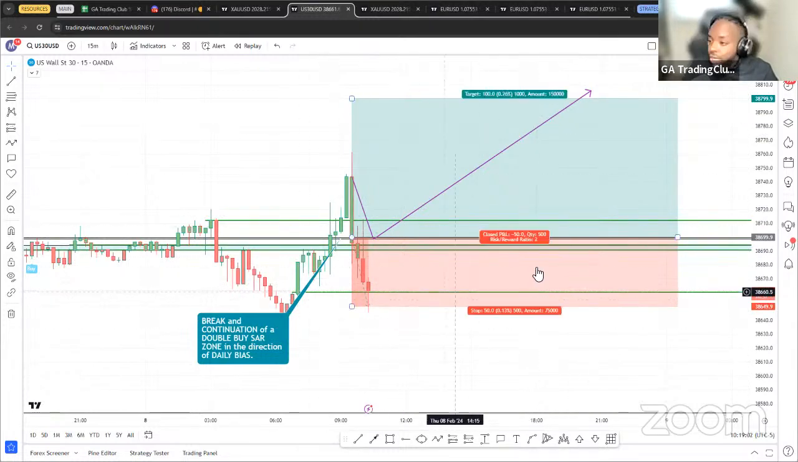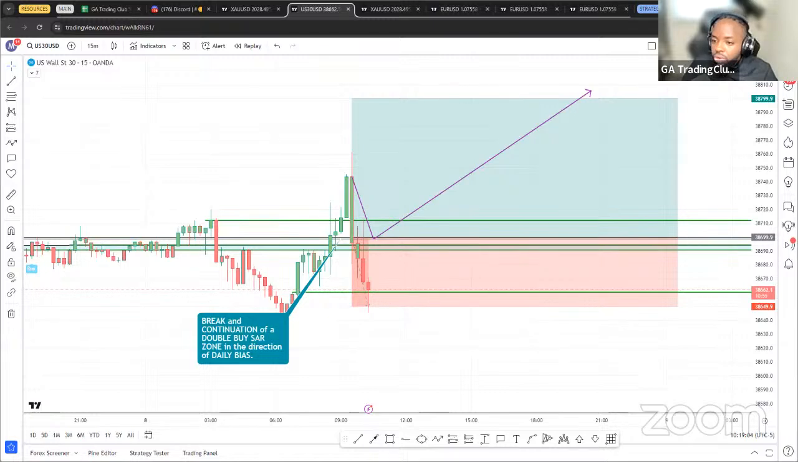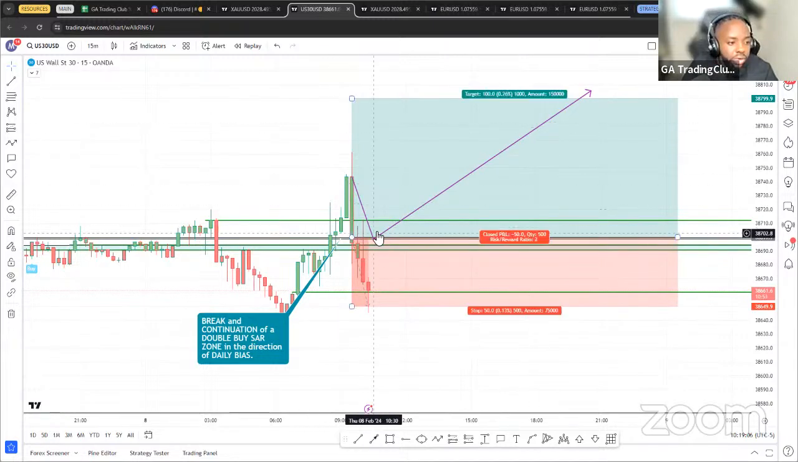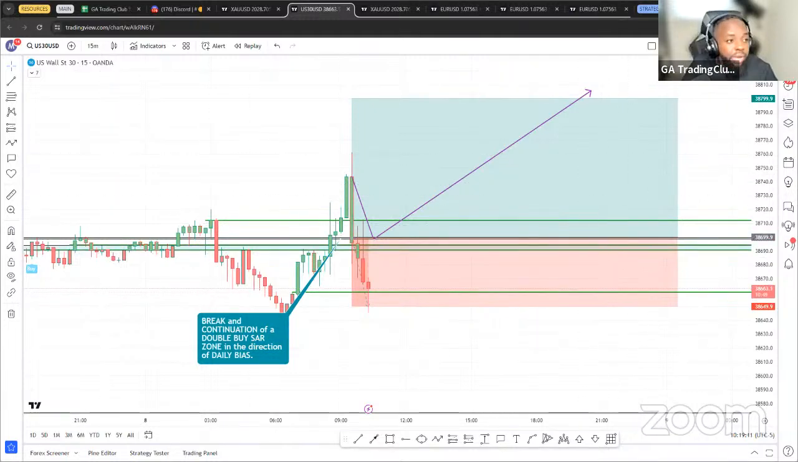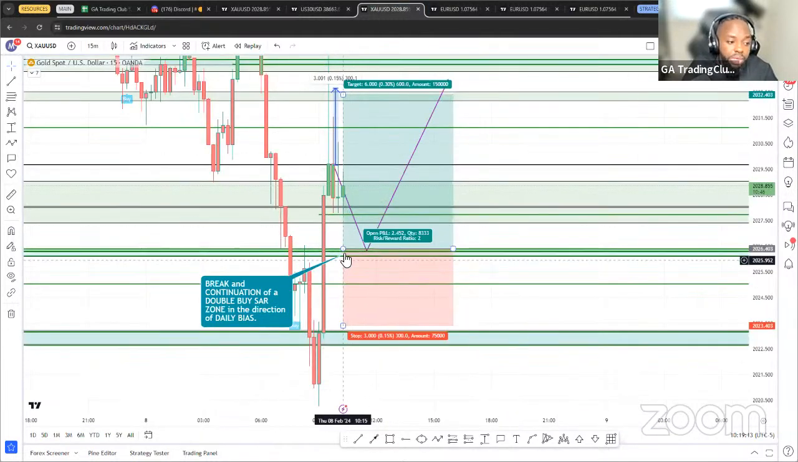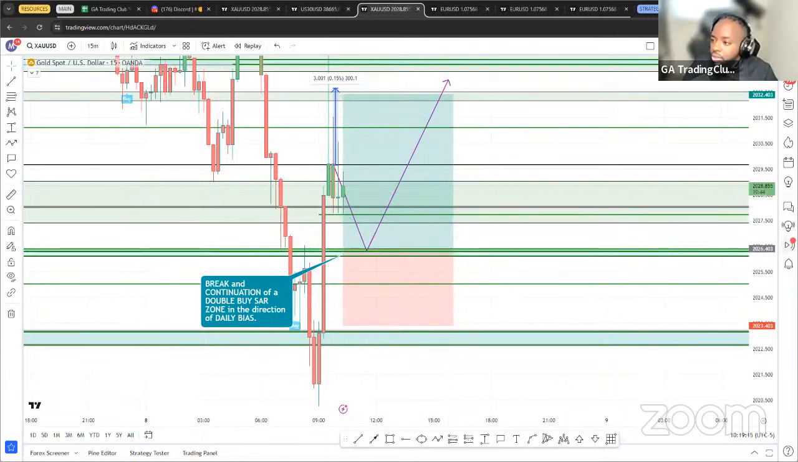If US 30 doesn't come back down from this zone, you can expect US 30 to retrace back up and push up, but we'll see how that goes. If I do get this gold trade, I will be taking it if gold comes to around 2026. But other than that, that will be it for the live session today.